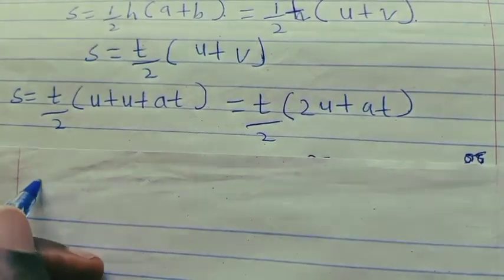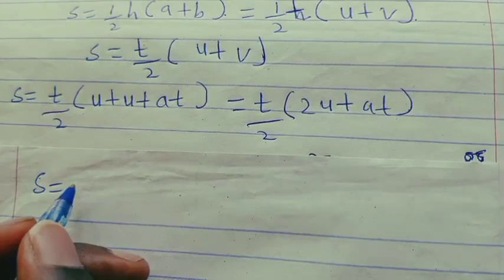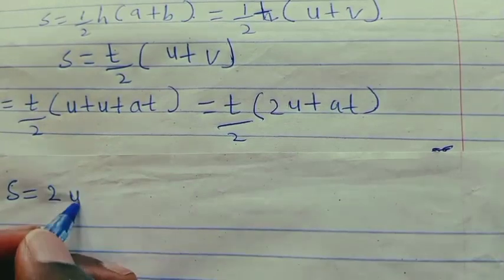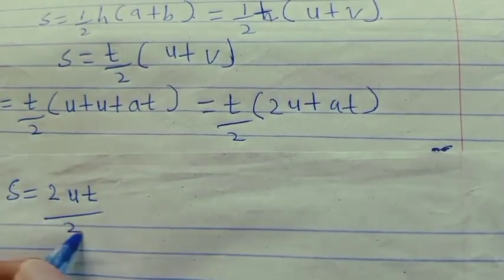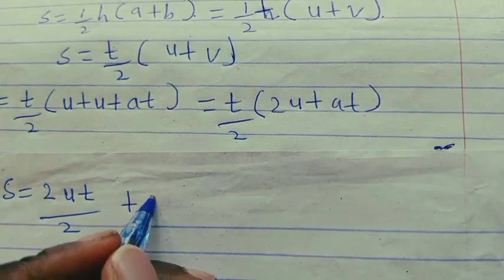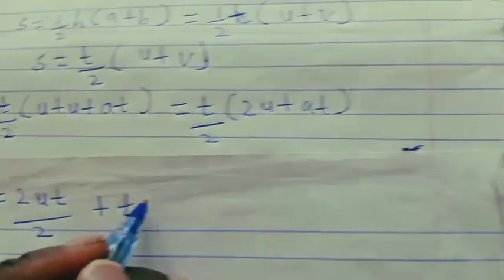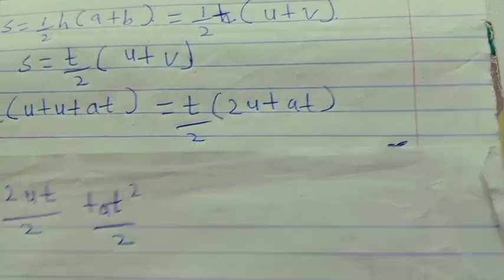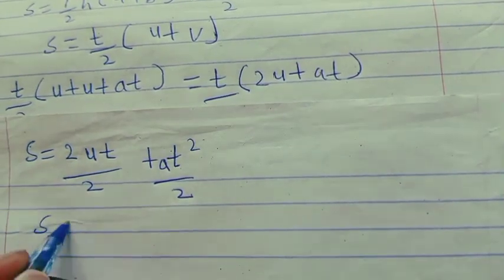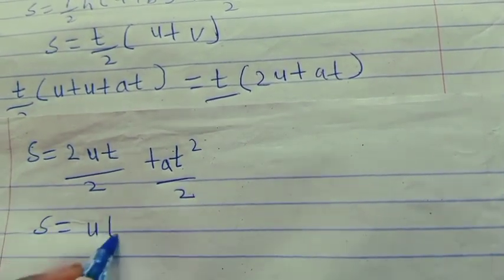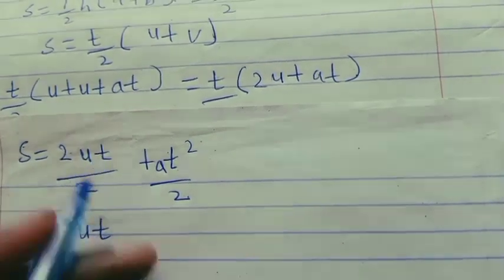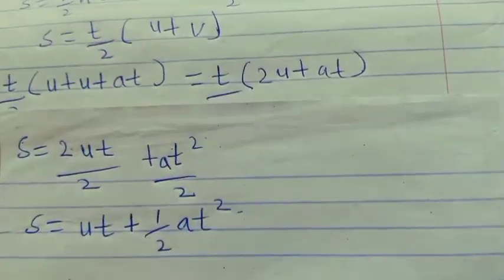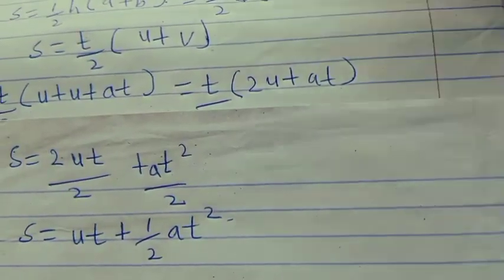So s will be equal to 2ut divided by 2, plus at squared over 2. So s is equal to ut, the 2 and 2 will cancel, plus half at squared. So we have proven the second bit.